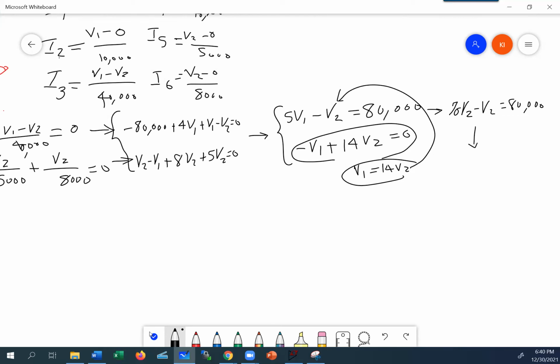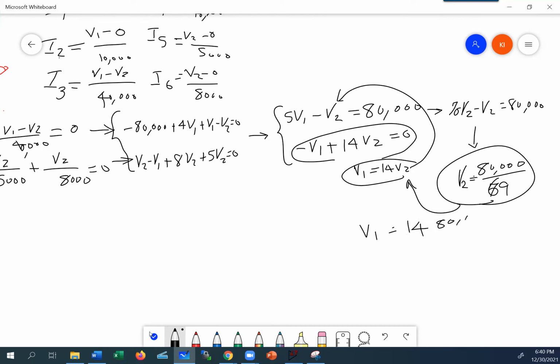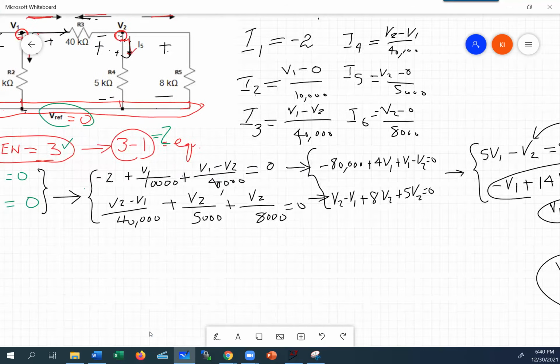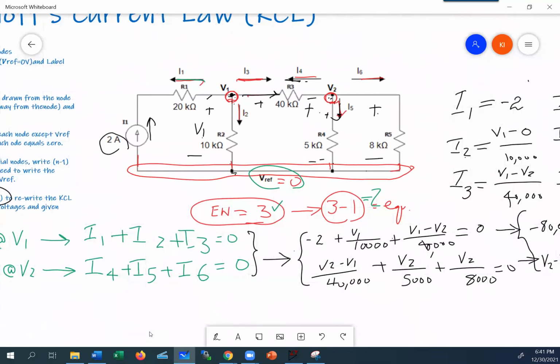And once we solve this, we get V2 equal to 80,000 divided by 69. And then we can take this, plug it in here and get V1, okay? And V1 is going to be 14 times 80,000 divided by 69. So we got V1. Great. So we're pretty much done. Whatever you want to find, we can find. I have the voltage up here, I can solve it and find everything that I need, okay?